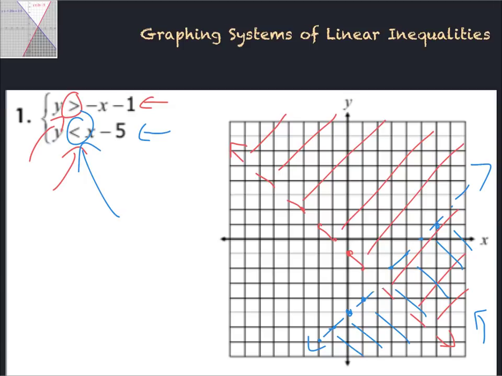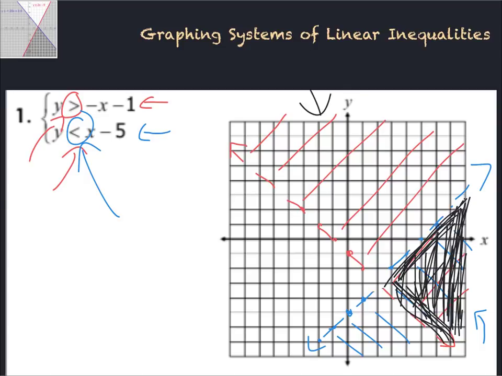I'll go ahead and do this in black so you can see it very clearly. This section right here, where they both overlap, just this section right here. That would be the only solution set that would satisfy both inequalities. Just this section right here. Not this section, not this section, just the section where they overlap. Let's do another example so hopefully this starts getting a bit clearer to you.